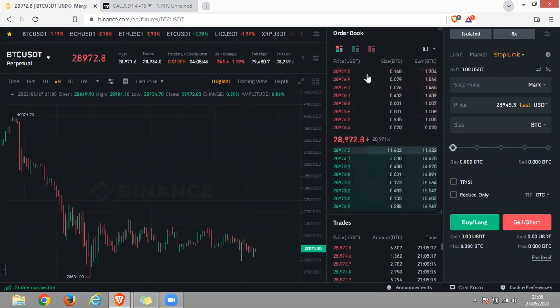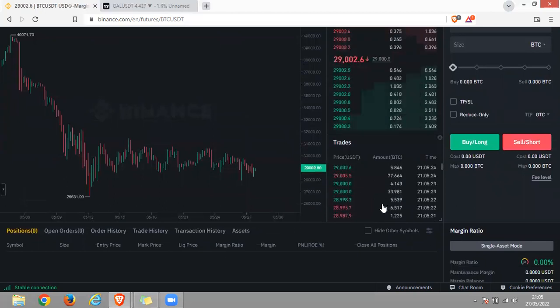So this is my order book. We have sellers here and we have buyers here. And these are trades that have been executed. So these are trades that have been executed on Binance. The time is also alongside of it.